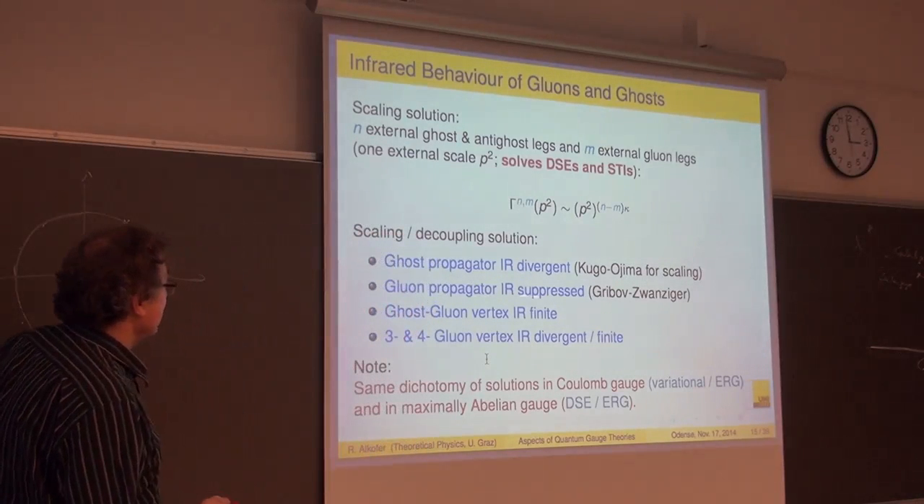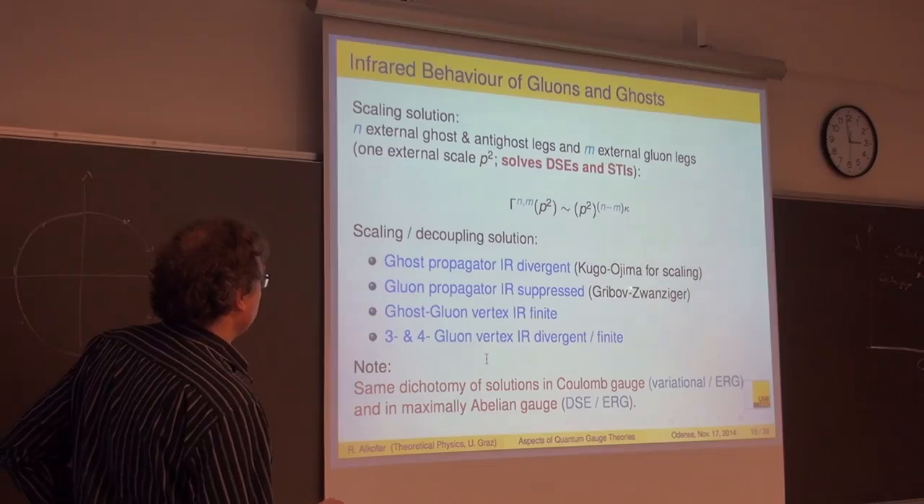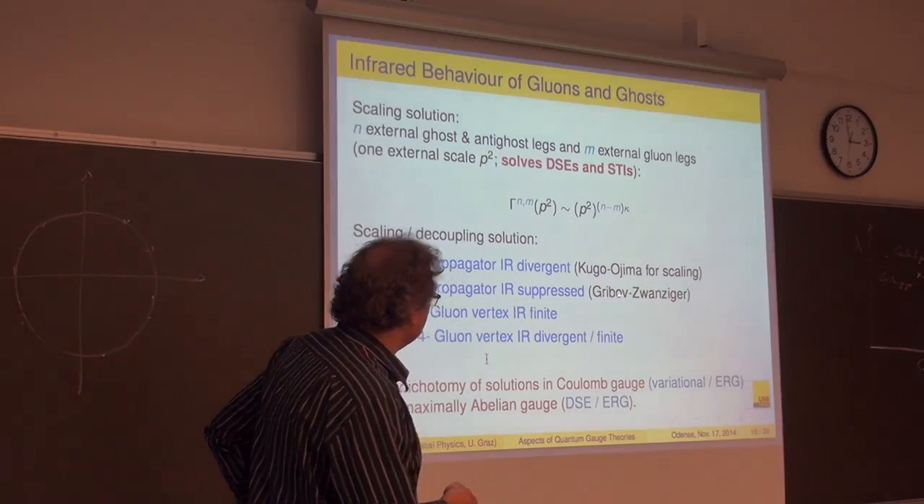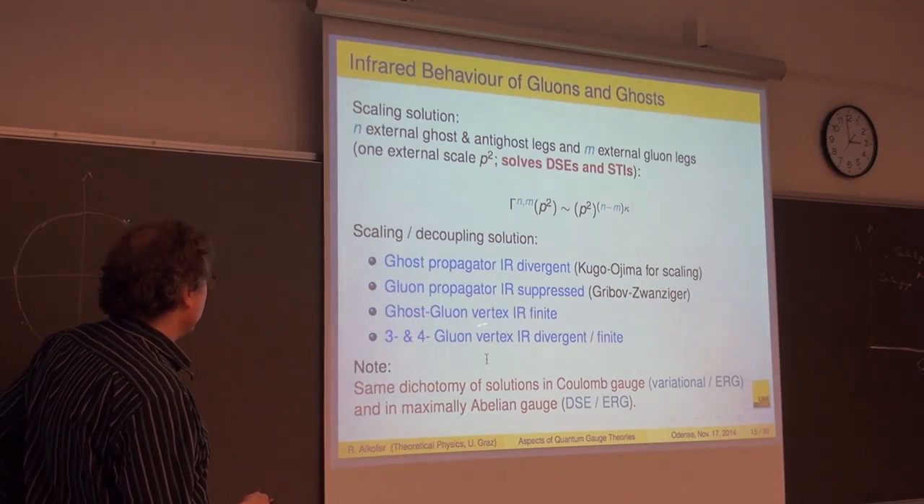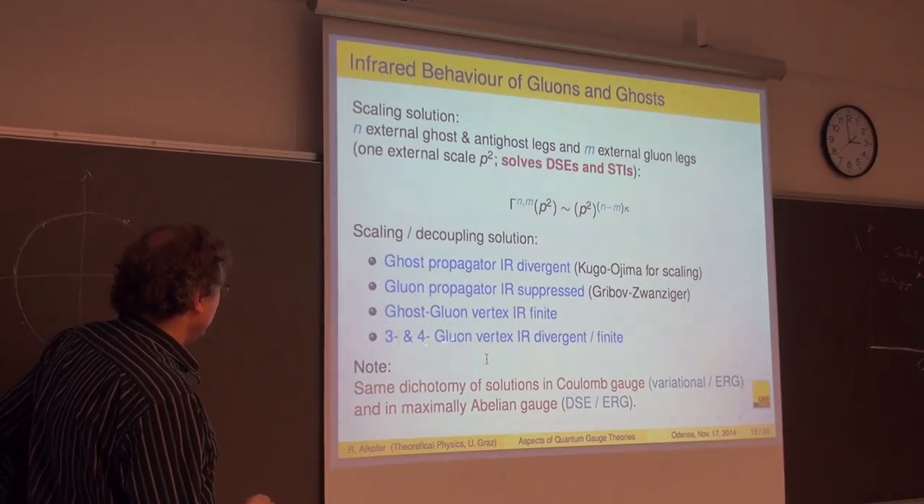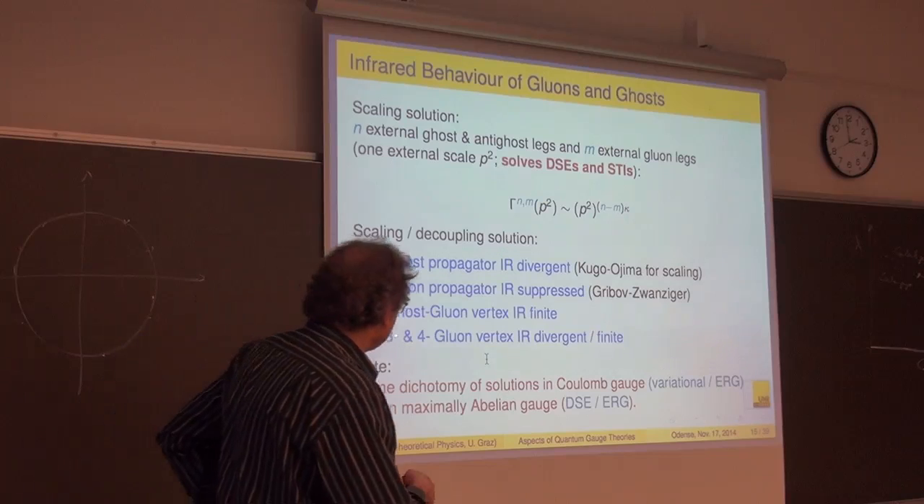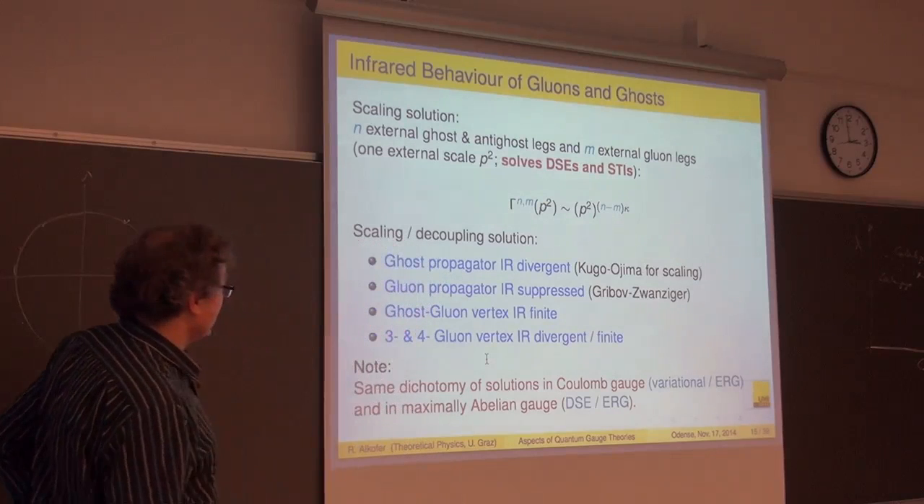You get an infrared suppressed gluon propagator. This relates also to this Gribov-Zwanziger picture of respecting the Gribov horizon. The ghost-gluon vertex is infrared finite, and you get a 3- and 4-gluon vertex which is infrared divergent, and for the 3-gluon vertex, I will even show a calculation.